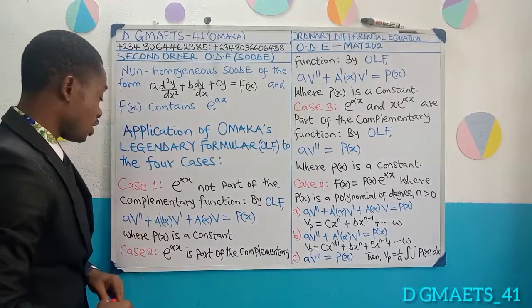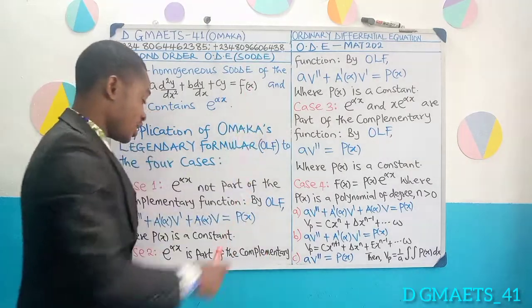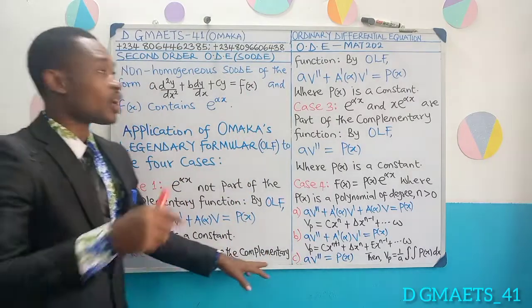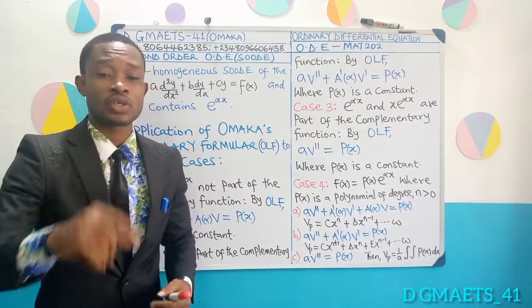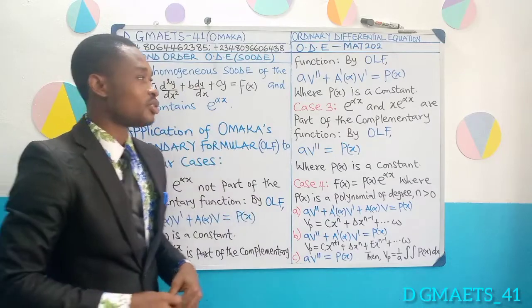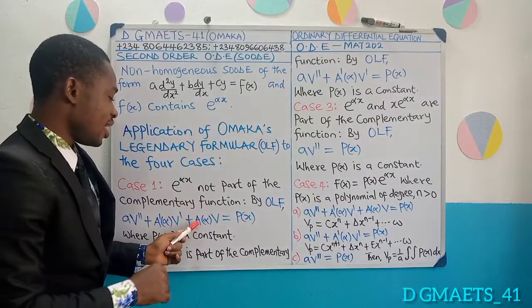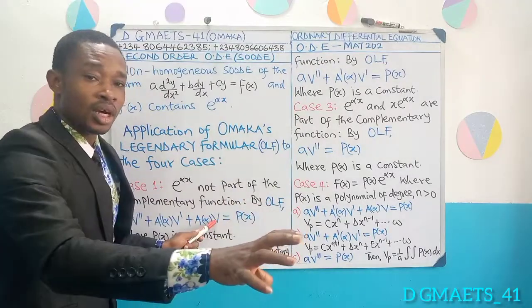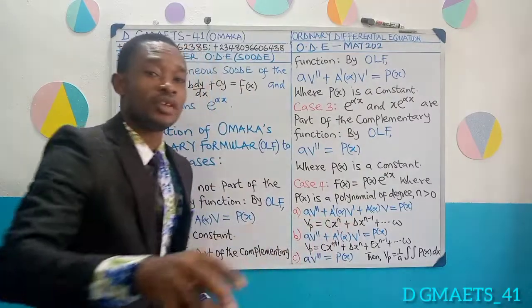Now let us move on to case 2, where the exponential alpha x term in the f of x is part of the complementary function. That is, it appears in the complementary function once. Now going by the OLF, Omaka's Legendary Formula, this is what we're going to get. Take note that the A alpha V term no longer exists in the formula.